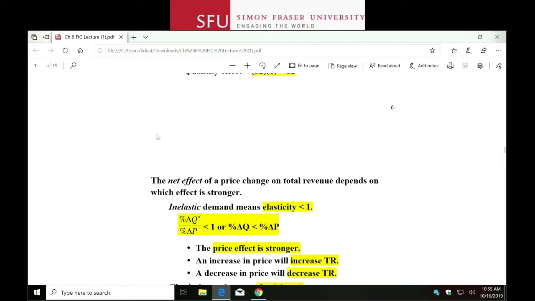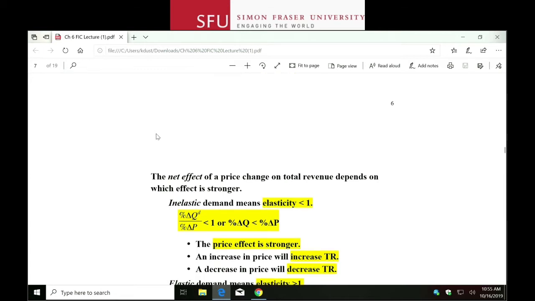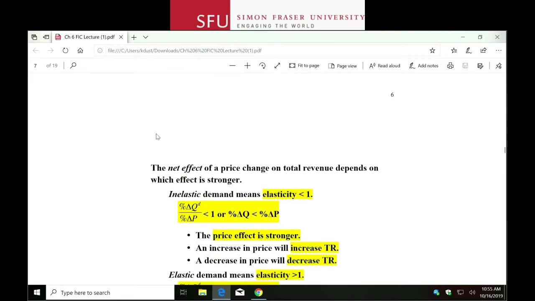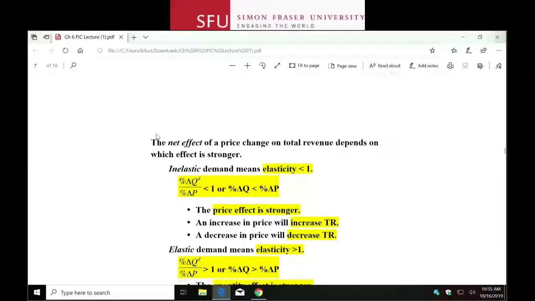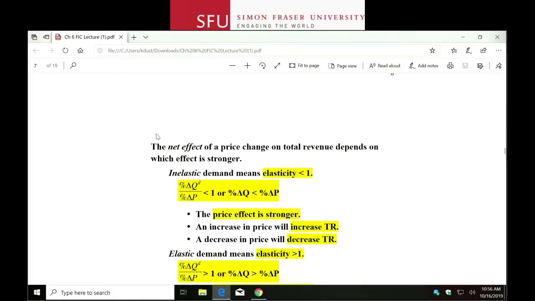Okay, elastic, everything's the opposite. So elasticity is greater than 1, so that the fraction is greater than 1. That means that the numerator now has to be bigger, which is the quantity change. So the quantity change is bigger.